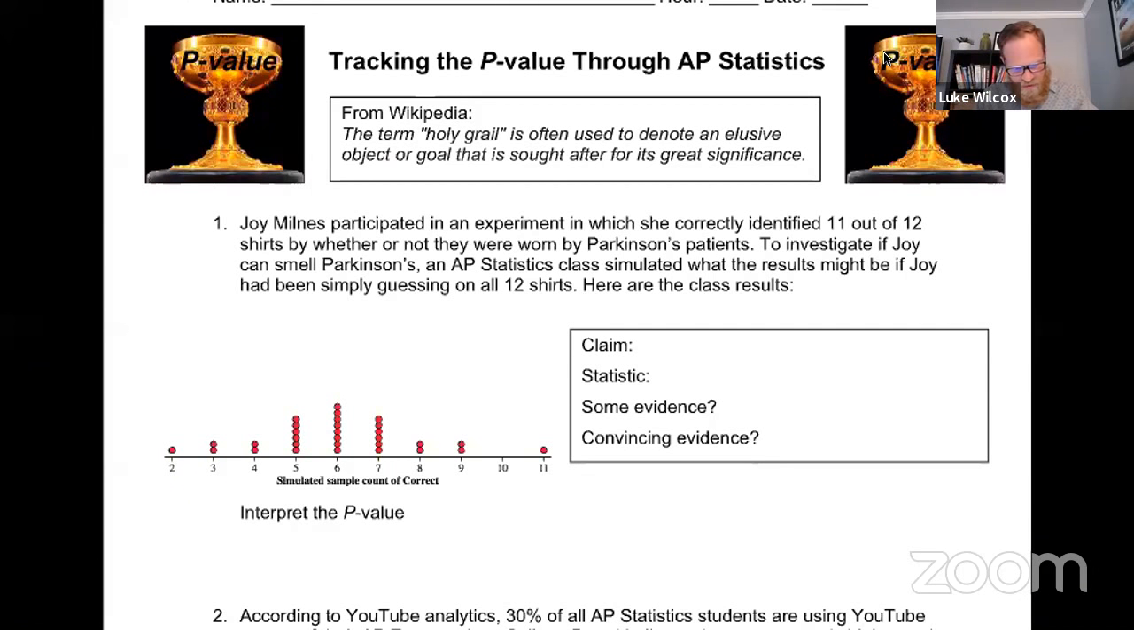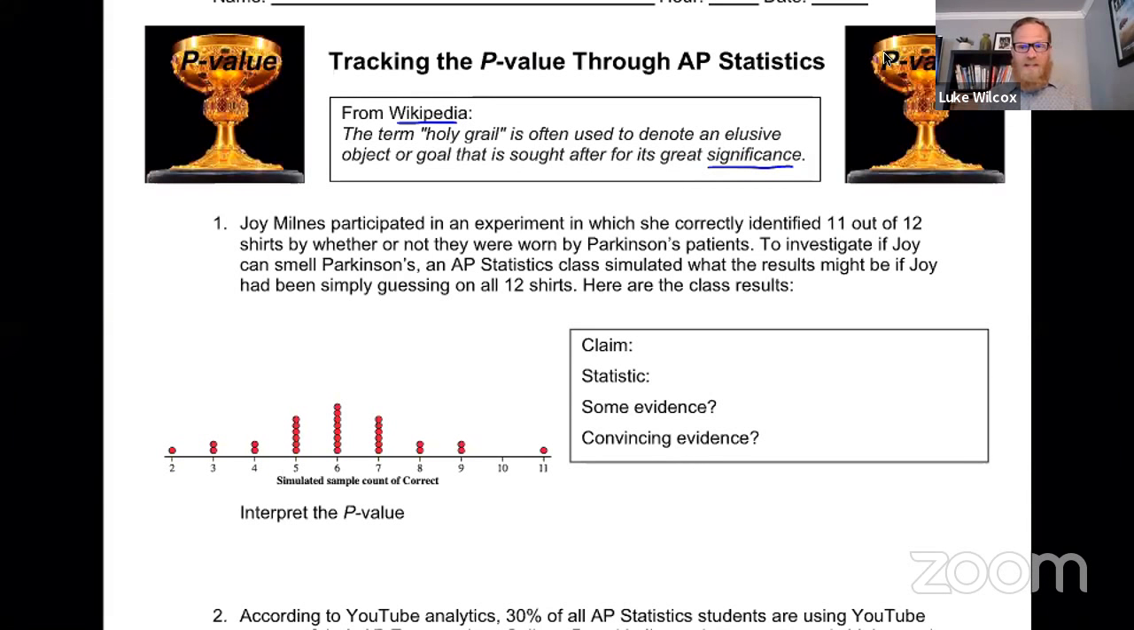So let's start with this awesome quote that I got from Wikipedia as I was preparing for today's lesson, which says, the term Holy Grail is often used to denote an elusive object or goal that is sought after for its great significance. And listen, the p-value in AP statistics is exactly that. It is the Holy Grail, right? It is the often elusive object, the thing that we are trying to understand, and ultimately what we're working towards for the end of the year is to be able to understand the p-value. I also very much appreciate that this quote just happened to have the word significance in it.